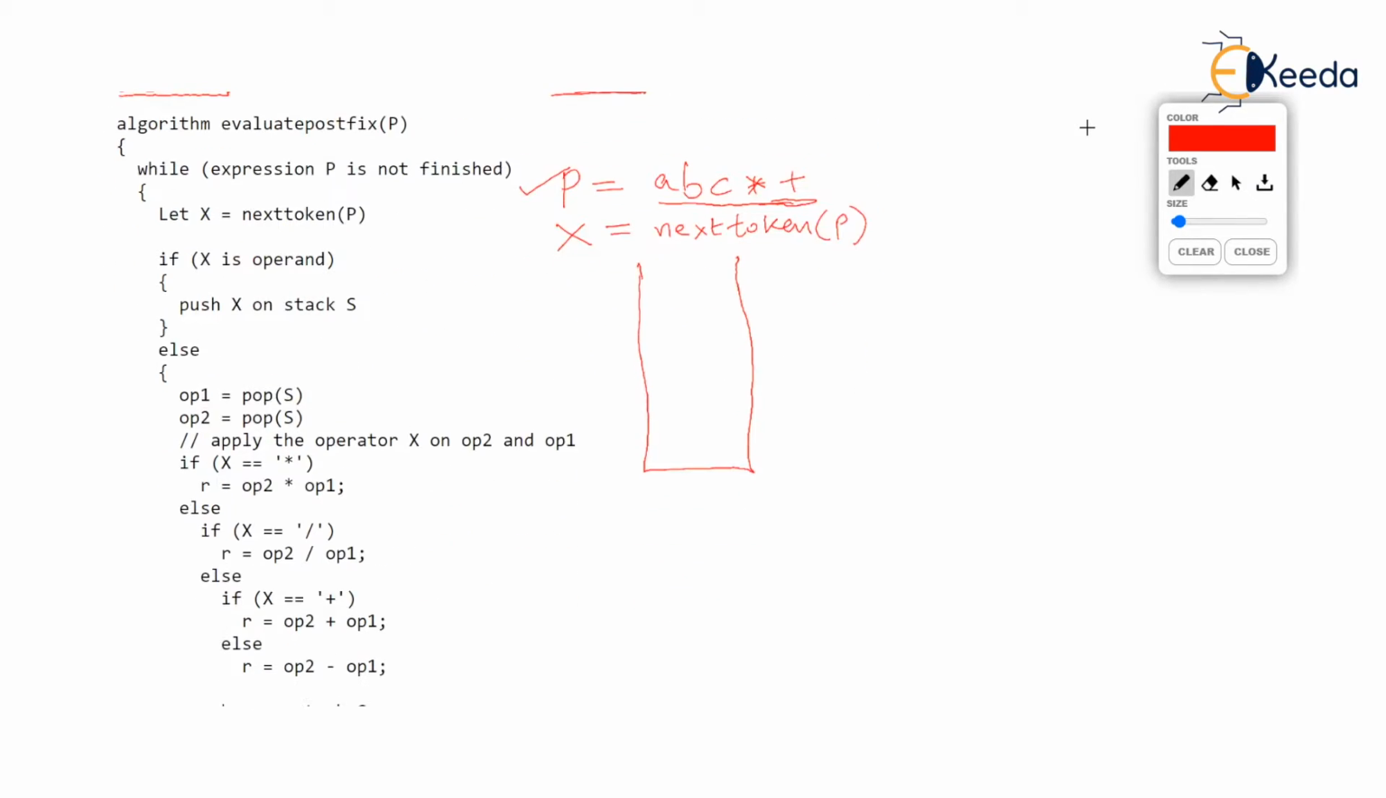Here we have defined an algorithm called evaluate postfix, and the parameter passed is the postfix expression. Now in our case, the postfix expression we are assuming is ABC star plus. This is the postfix given as the parameter to evaluate postfix. Now what is the method? The postfix expression given, ABC star plus, is scanned by our algorithm from left to right. It is scanned from left to right.